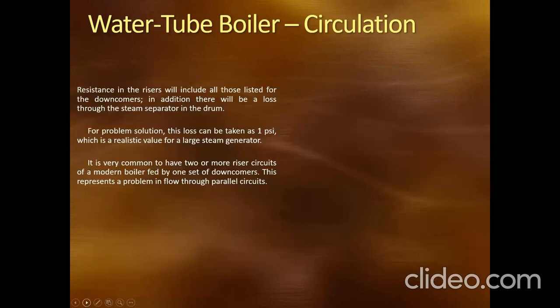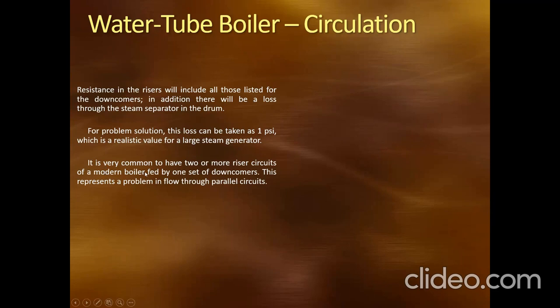Next, resistance in the riser will include all those listed for the downcomer. Parehas. In addition, there will be a loss through the steam separator in the drum. So, i-add mo yun. For problem solution, this loss can be taken as 1 PSI, which is a realistic value for a large steam generator. Tinatawag ko dito is yung loss through the steam separator in the drum, which is 1 PSI.